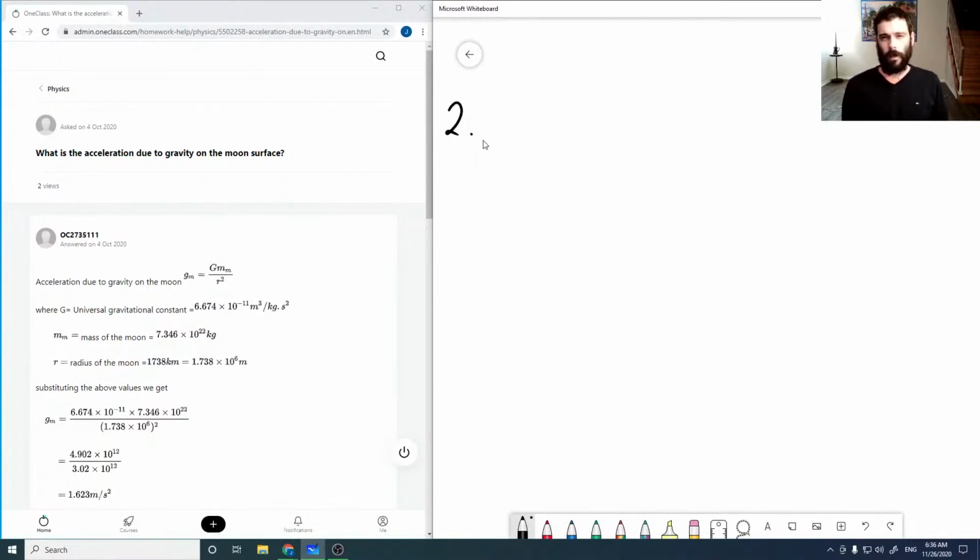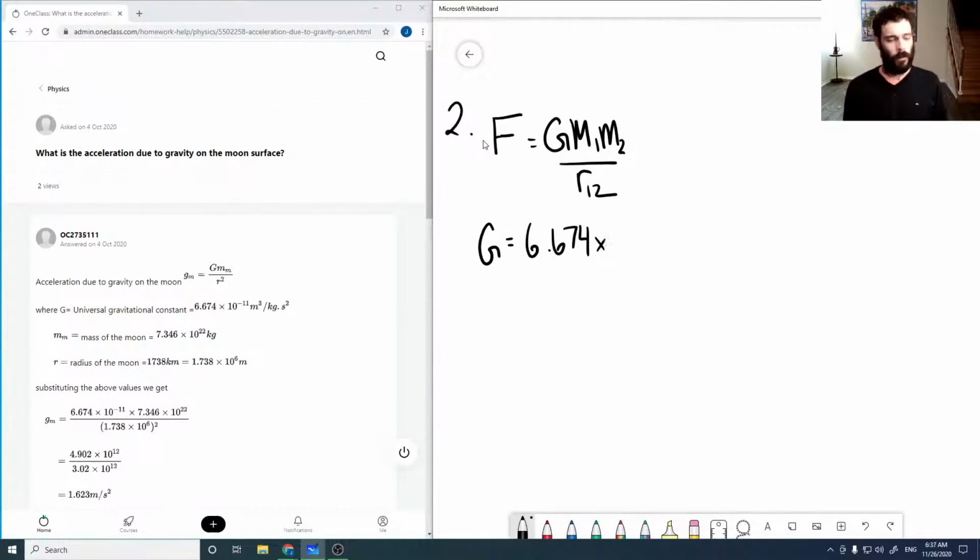So our gravitational equation is just G m1 m2 over r12 squared. In this case, and for all cases, the gravitational constant G is 6.674 times 10 to the minus 11 newton meters squared per kilogram squared.